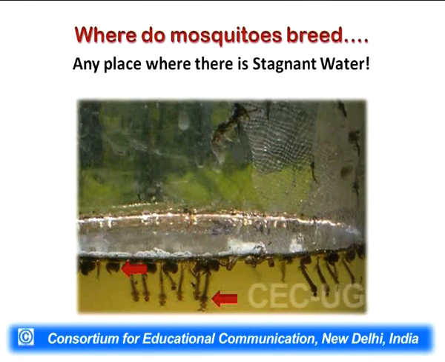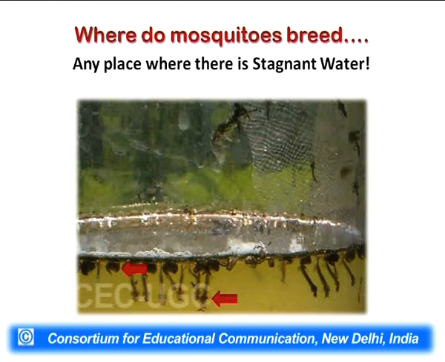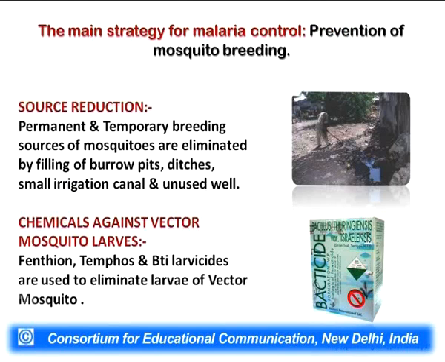Now let's see how these mosquitoes breed in this water. If we see the picture over here, this is the mosquito breeding which is taking place in stagnant water. In the picture, we can see the larval and pupal stages, which are marked with a red arrow. These are the stages from which the malarial mosquitoes, or any mosquito like the Aedes or the Culex mosquito, will come up. So these breeding places have to be eliminated to stop the development of these mosquitoes. Now the main strategy for malaria control is the prevention of mosquito breeding.